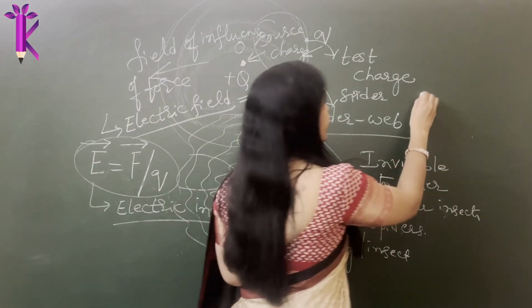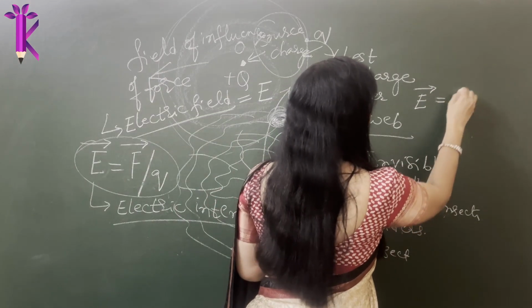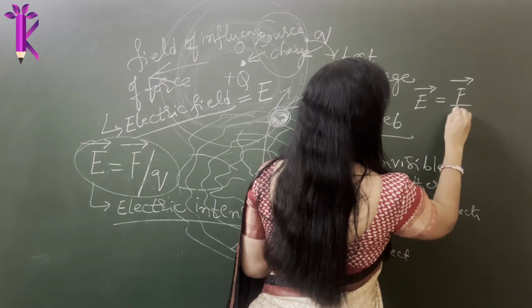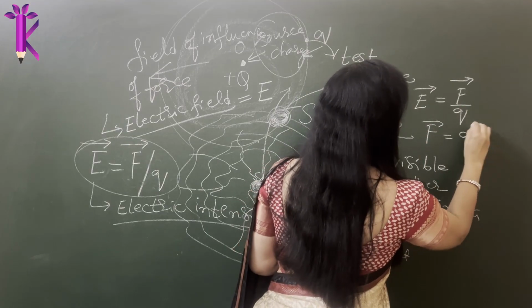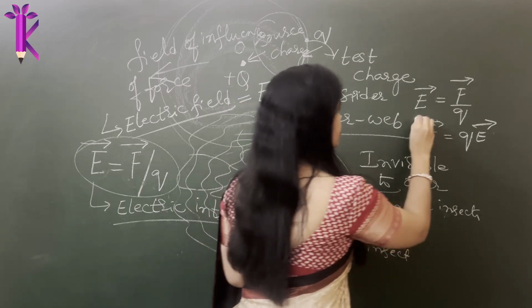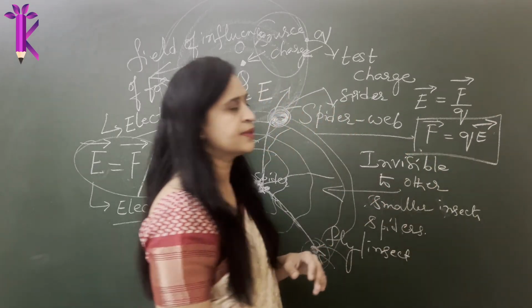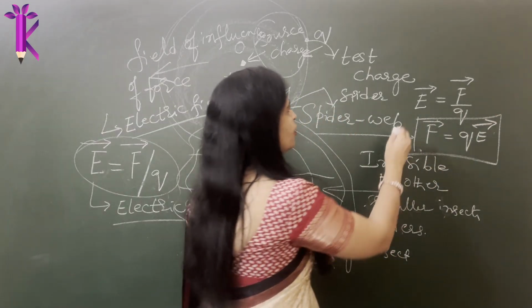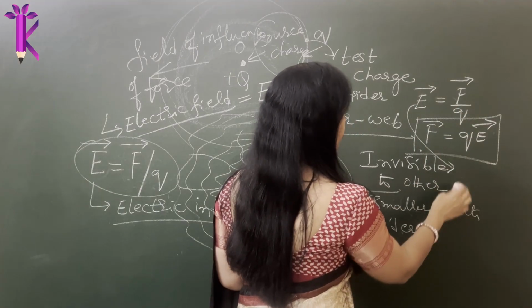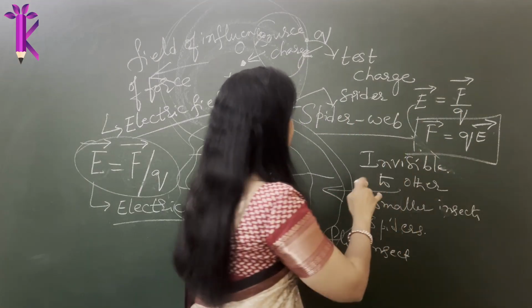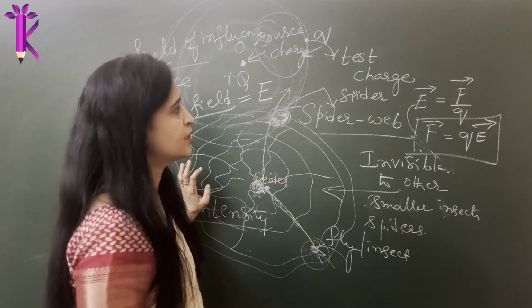So what is E? Electric field is force divided by Q, right? Or force is equal to Q into E. This is another definition that you can remember. Now, how do we write the SI unit for it? SI unit for electric field is force by Q. We'll do that. I do not have enough space. I'll erase this and we'll continue this part.